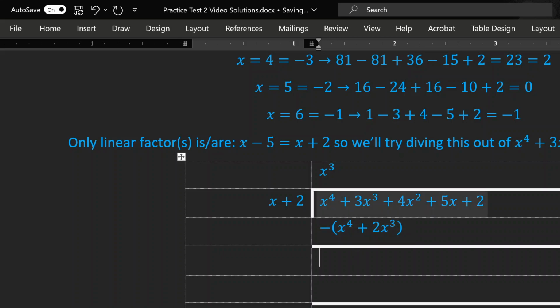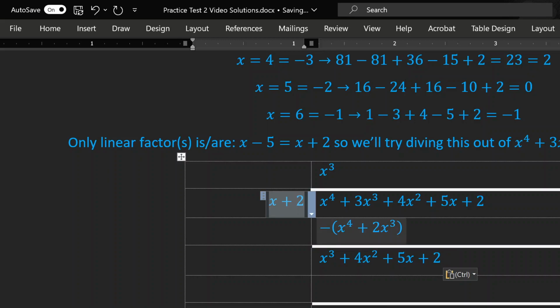Okay, so x to the 4th and x to the 4th cancel out. Then we're doing 3x cubed minus 2x cubed, so that is going to be x cubed. And then we just bring all of these ones down, so I'm just going to copy them and put them down here. Now we're dividing this by x plus 2.